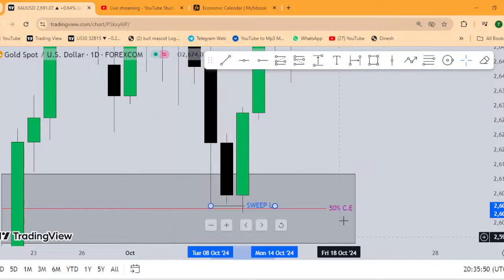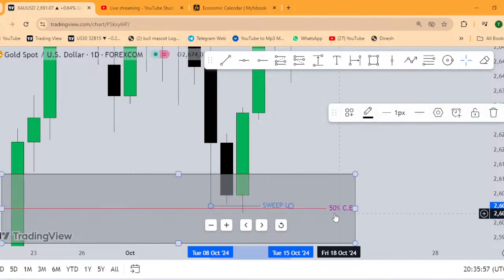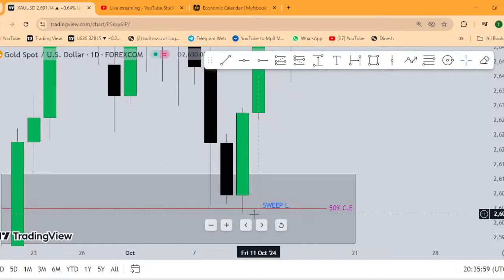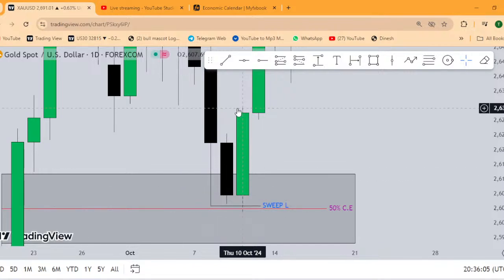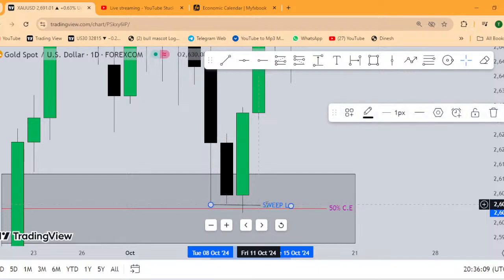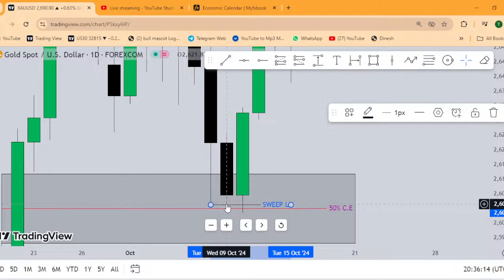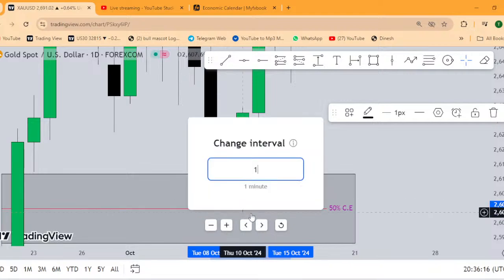We're having a sweep of liquidity. Two, we are mitigating a fair value gap, consequent encroachment, or the 50%, or the sweet spot, whatever you choose to call it. After mitigating it, now this is the day when you start guiding yourself to push to the upside for trades. So now after price tapping the consequent encroachment and sweeping this previous day's low, we go to the 1 hour chart.